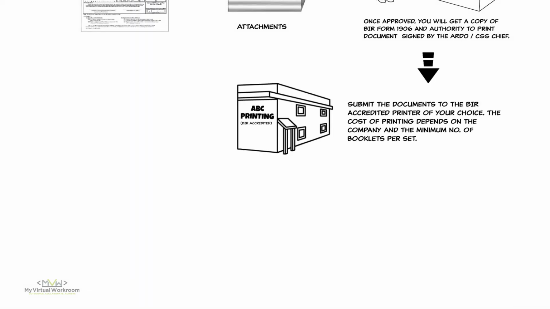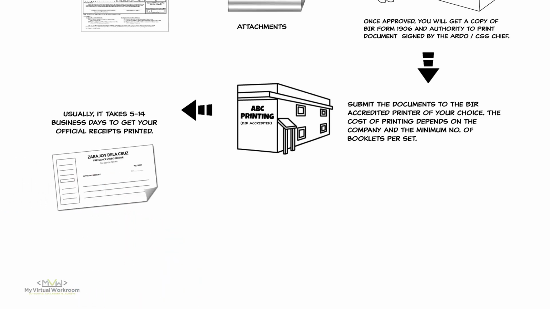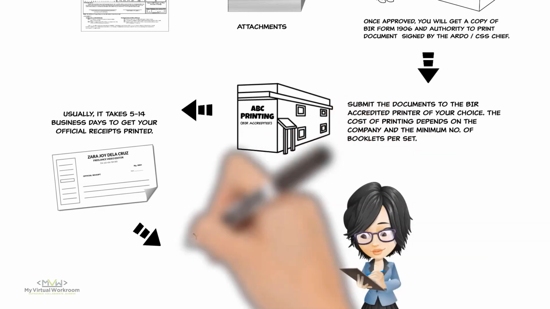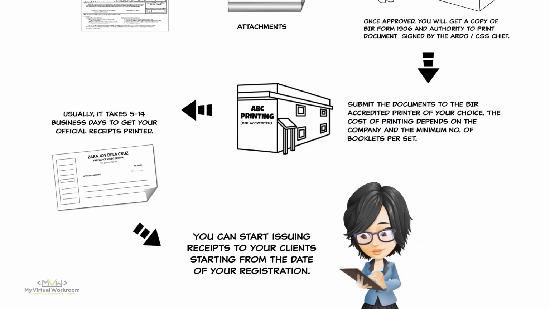Then you can submit these documents to the BIR accredited printer of your choice. The cost of printing depends on the printing company and the minimum number of booklets. It usually takes within 5 to 14 business days to get your official receipts printed. You can start issuing receipts to your clients starting from the date of your business registration.